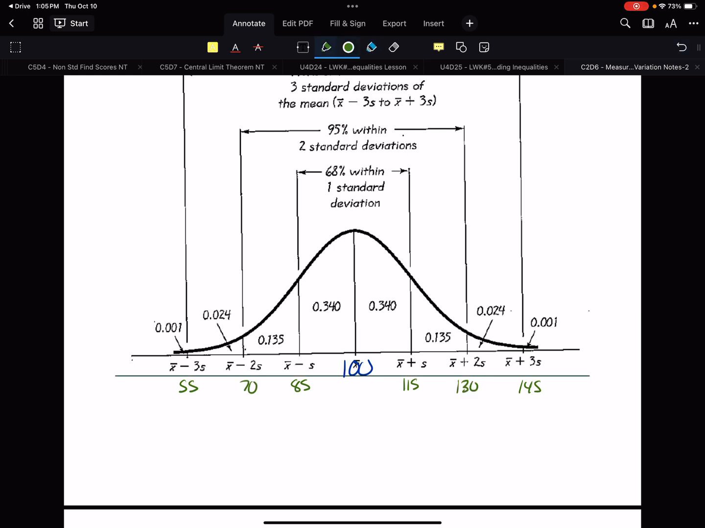So the first problem we're looking at says, what percentage of American adults have an IQ of 100 or better? So 100 or better, we're here on this median line, this middle line, and we're going to the right. So in that situation, 100 or better is 50%. It's half the graph.